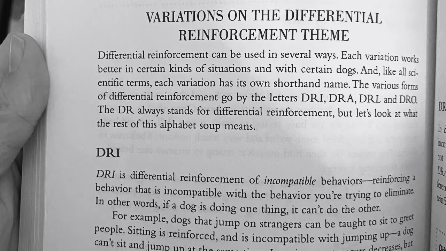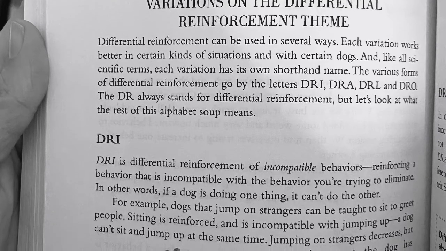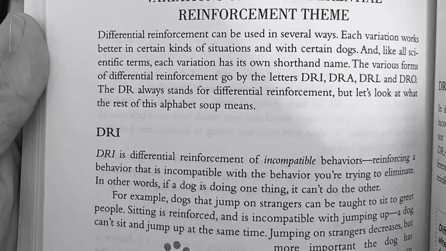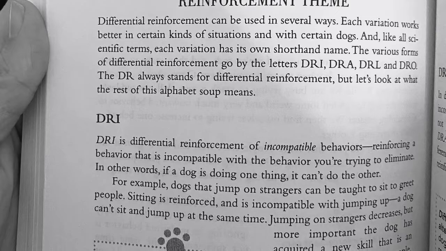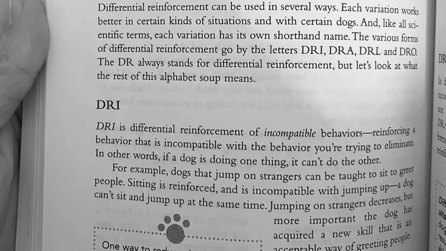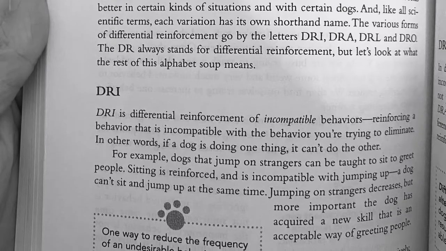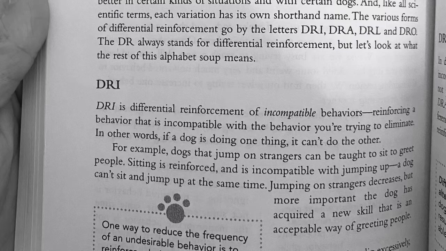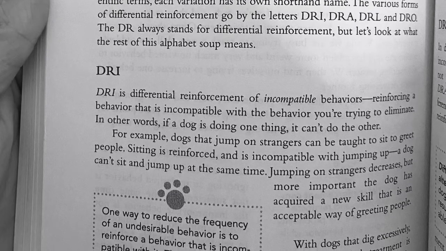DRI is differential reinforcement of incompatible behaviors, reinforcing a behavior that is incompatible with the behavior you're trying to eliminate. In other words, if a dog is doing one thing, it can't do another. For example, dogs that jump on strangers can be taught to sit to greet people. Sitting is reinforced and is incompatible with jumping up. A dog can't sit and jump up at the same time.